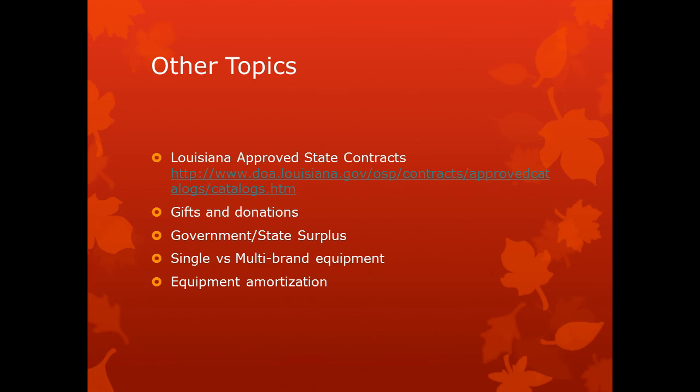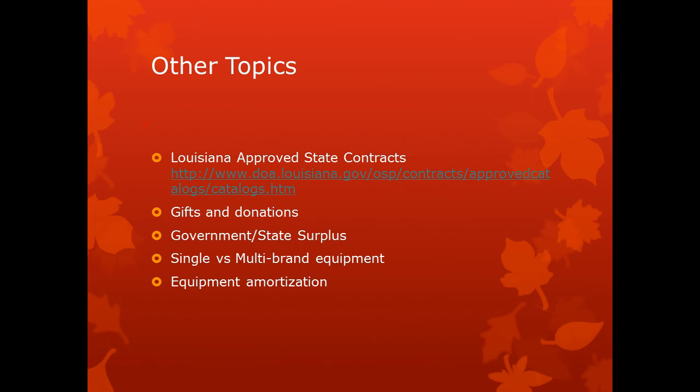And what about some other topics? Here is the link to the Louisiana Approved State Contracts page. I'm going to go ahead and see if I can get to that page. Looks like I'm not. I'm in another mode here in order to highlight some of this stuff. And so just copy and paste this link in your browser, and you'll see a listing of all of the state contracts that we've got available to us.